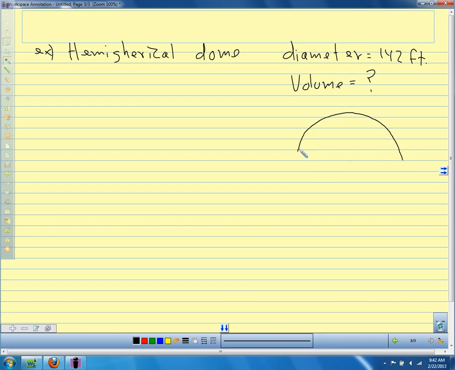Drawing a picture helps, or can help. So we have a dome that looks like this. It turns out to be pretty big. And it says the diameter all the way across is 142 feet. So since our hemisphere is half a sphere, what do we need to do to find the volume? We know the formula for the volume of a whole sphere. So what are we going to do with that once we get it?